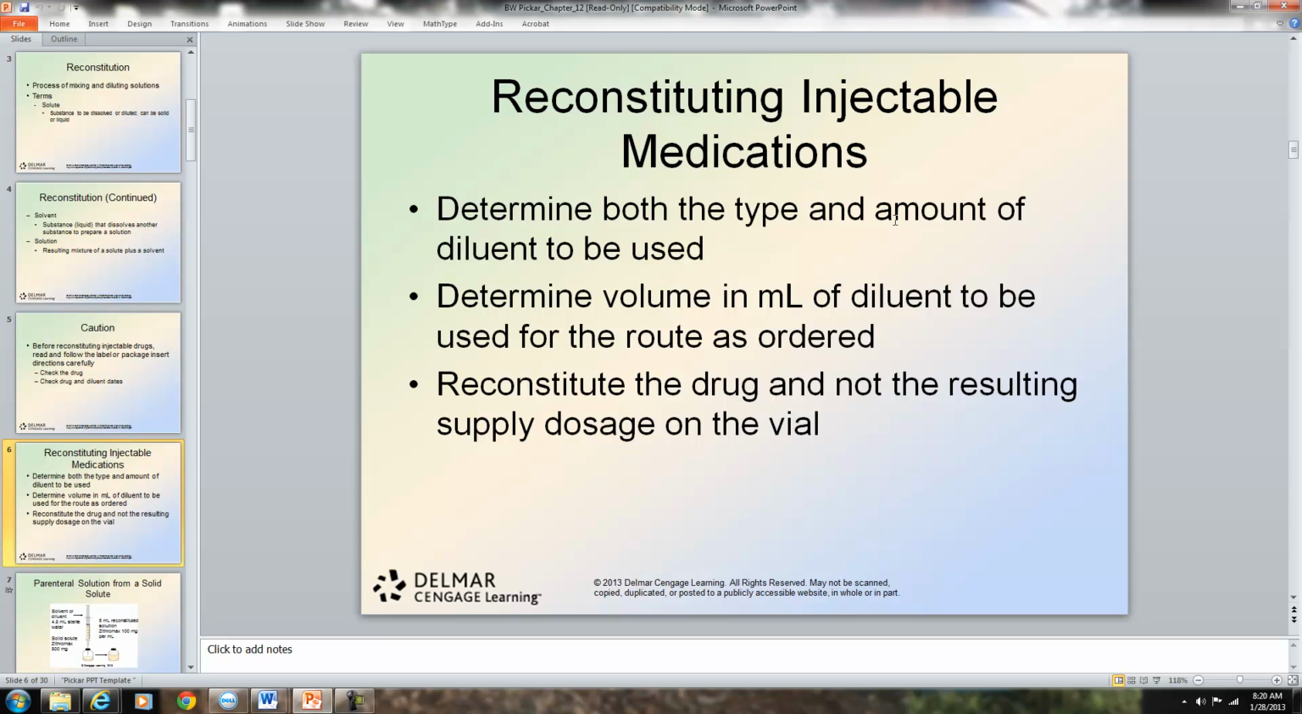We want to determine the type and amount of dilute to be used, determine the volume in milliliters of the dilute to be used for the route as ordered, and reconstitute the drug and note the resulting supply dosage on the vial.